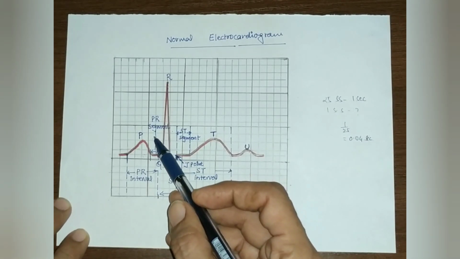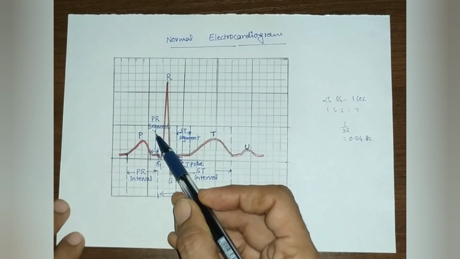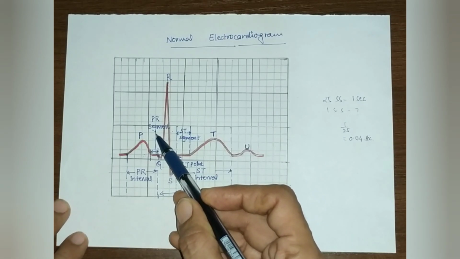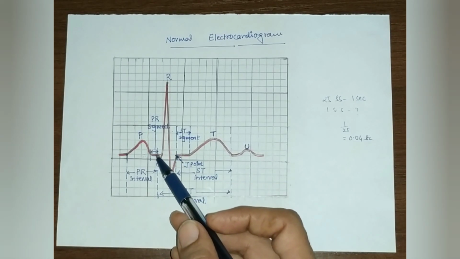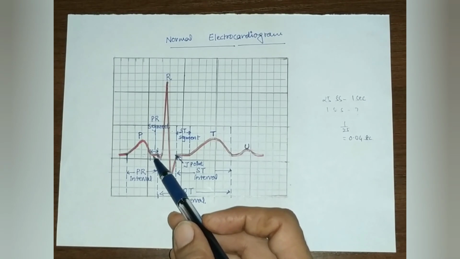First is PR segment. You can see here. PR segment is the isoelectric point following P wave. Duration of PR segment is 0.04 seconds, and it is the period of conduction pause at AV node.